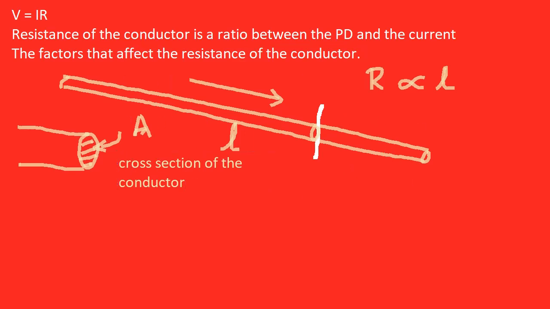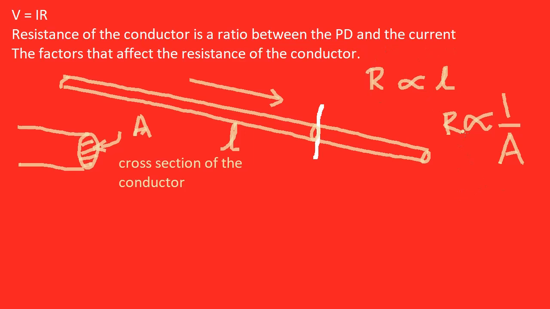We can see that the resistance is inversely proportional to the cross section of the conductor. That means that the thicker the wire, the easier it is for the current to flow through the conductor. So we can say that the resistance increases as cross section decreases, or resistance decreases as cross section increases. So this is the inverse proportionality. If we have a thinner wire, then the resistance will be greater. If we have a thicker wire, the resistance will be lesser.